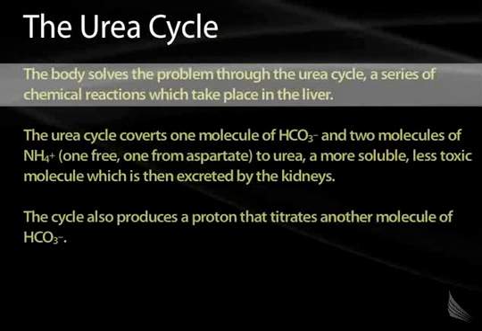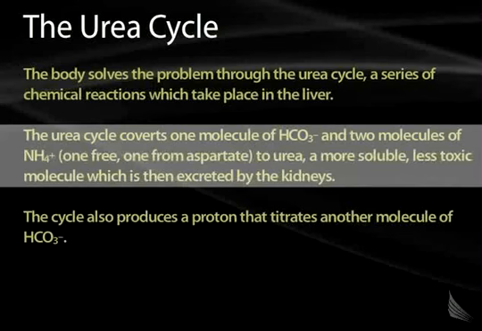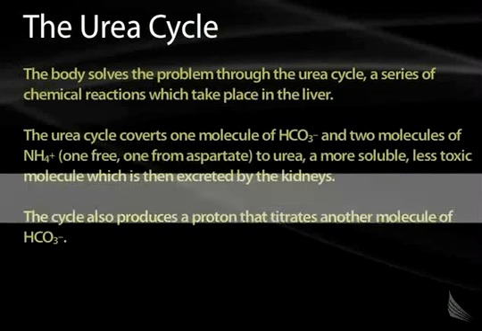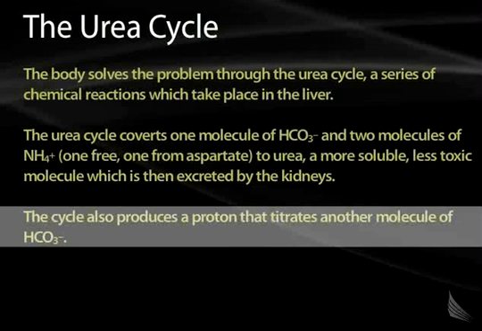This is a series of chemical reactions which primarily take place in the liver. And what this does is it converts 1 molecule of bicarb and 2 molecules of ammonium ion to urea, which is a much more soluble, less toxic molecule, which is then safely excreted by the kidneys. The cycle also produces a proton that's able to titrate another molecule of bicarb. So in the process, we remove 2 molecules of ammonium ion and 2 molecules of bicarbonate.